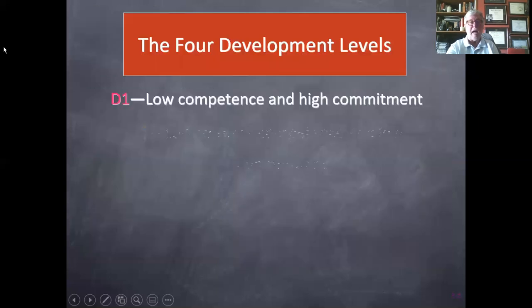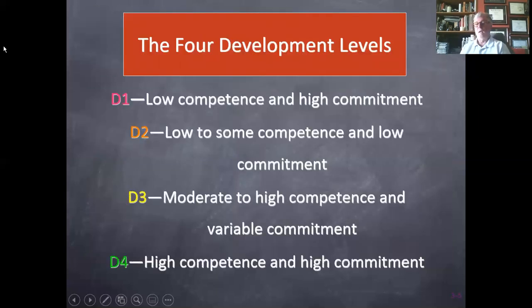But basically, the categories of people would be low competence and high commitment, low to some competence and low commitment, moderate to high competence and variable commitment, and high competence and high commitment. For each one of these categories, you would apply a certain management style. And again, that has to do with recognizing the capabilities of your employees. And it also points to the importance of a forward-thinking and constructive performance review so you can evaluate the strengths and weaknesses of an employee before you apply a certain type of management style.